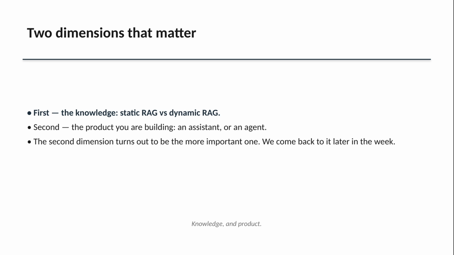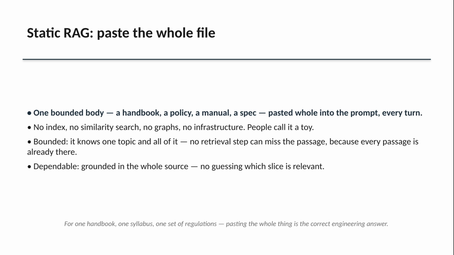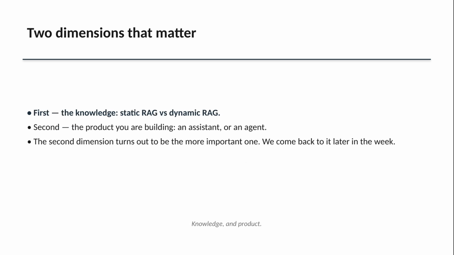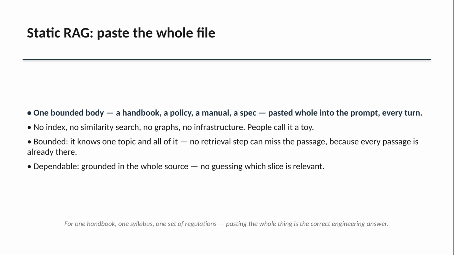So the first division is static RAG versus dynamic RAG. In static RAG, we have the simplest, most dependable form of RAG. You have one body of knowledge, a handbook, a policy, a manual, product specifications. You paste the whole thing into the prompt as context every turn. That's all. No index, no similarity search, no graphs, no infrastructure.